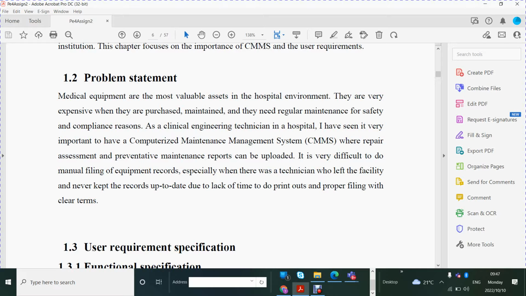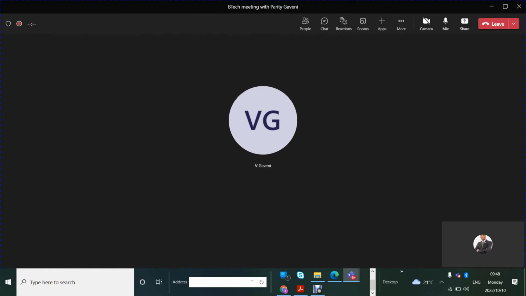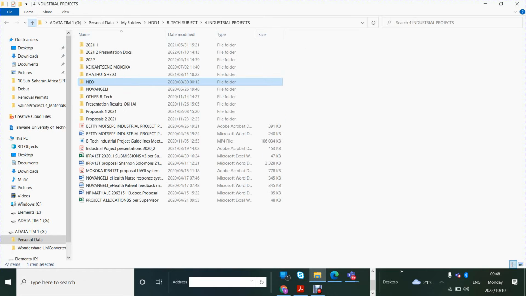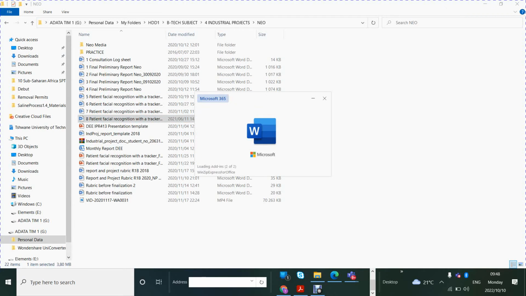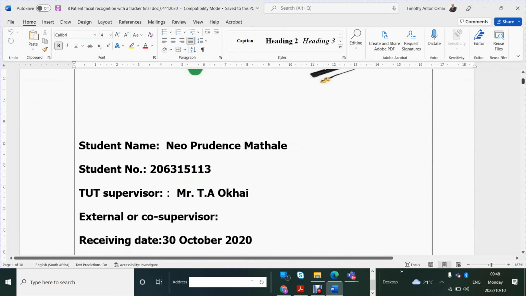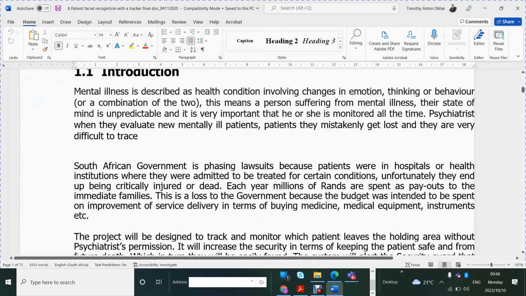It's always easier with examples, isn't it? So let's look at examples. You see, when I read your problem statement, I should be able to tell immediately, oh, this is the problem she's trying to solve, without me looking here and there asking questions. Again, let's come back to this one. Let's look at Neo's one. We'll look at two or three examples so that you can really understand how a problem statement comes across.